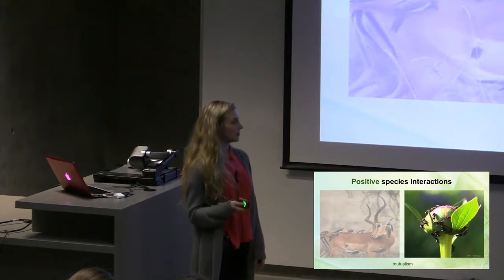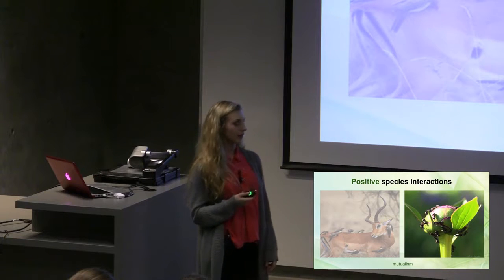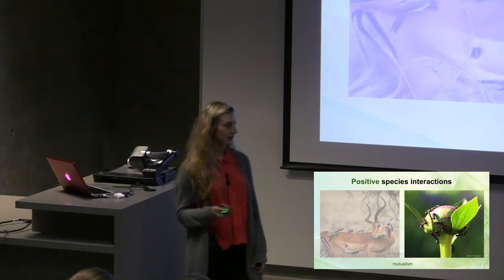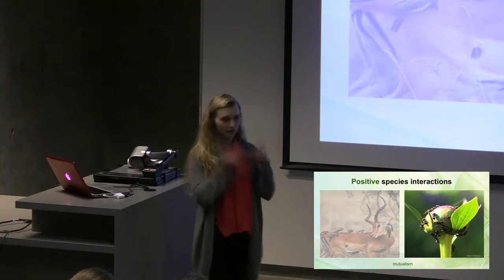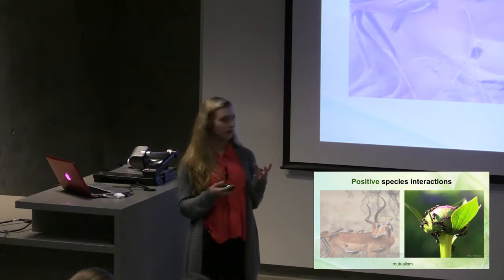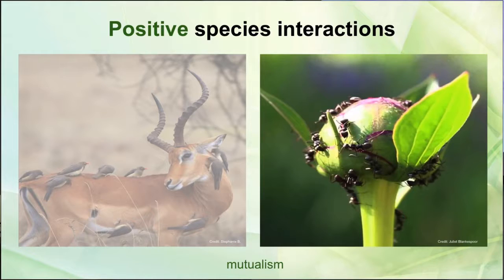A plant example of mutualism is the peony plant, which holds a population of ants. This peony plant makes nutrients for the ants to feed off of. And in return, the ants will irritate herbivores that try to eat the plant. So both of them benefit in this interaction.